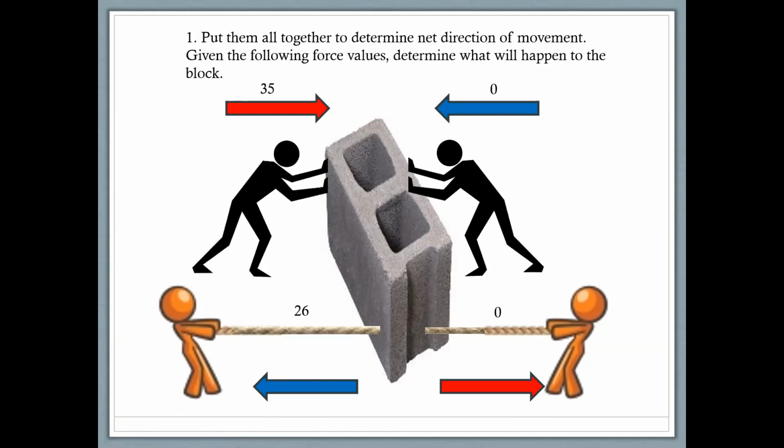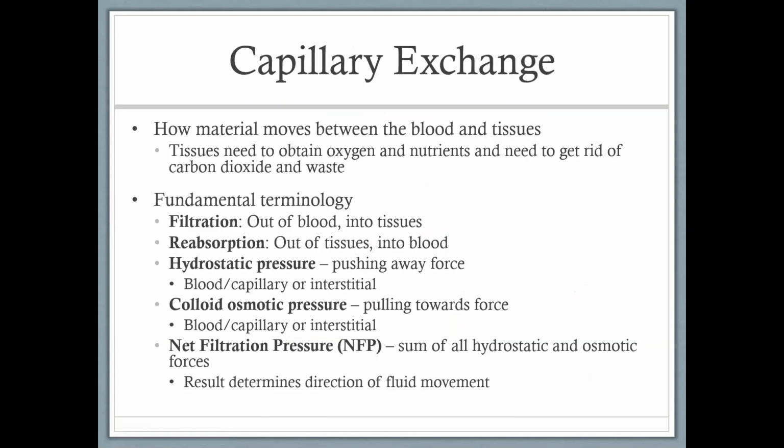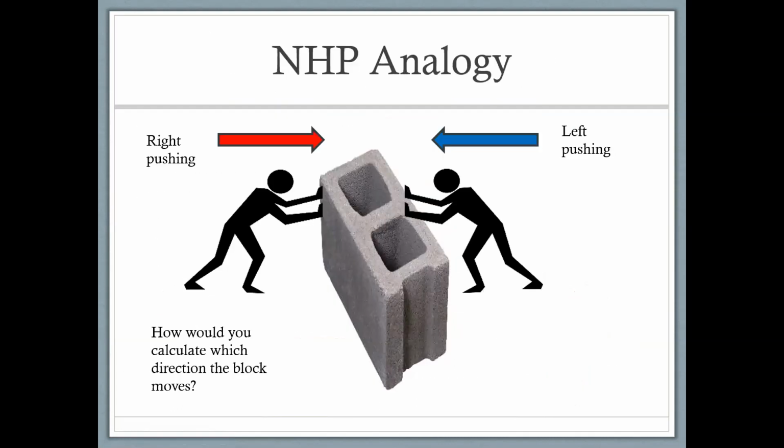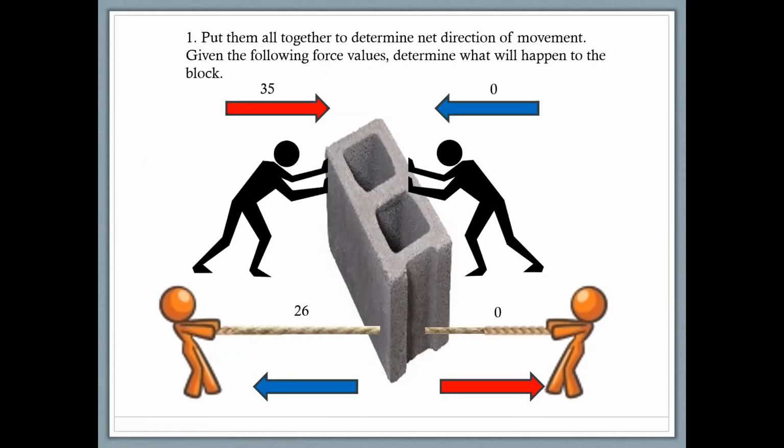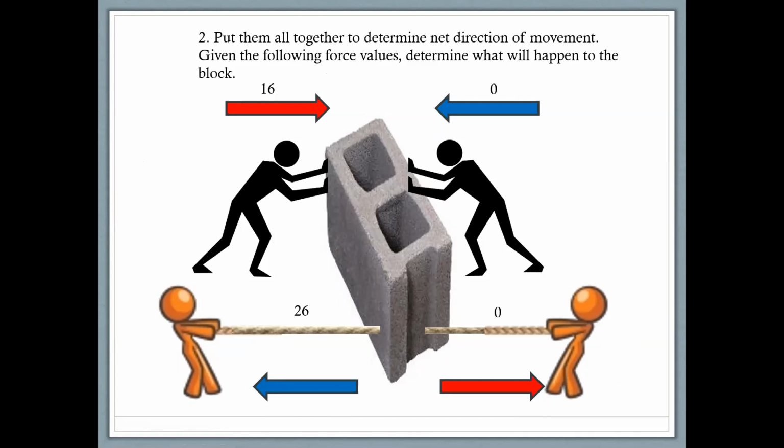So I hope you followed that. If not, rewatch the video, rewatch the steps that we got there. We just did it in 2 different steps. So we figured out the net pushing force, the net pulling force, then we put everything together. So now let me change up the values. A very minor change here, but try it this time. Put them all together to determine the net direction of movement. Given the following force values, determine what will happen to the block. You can see our change here is that instead of 35, it is now 16 to the right and 26 to the left.